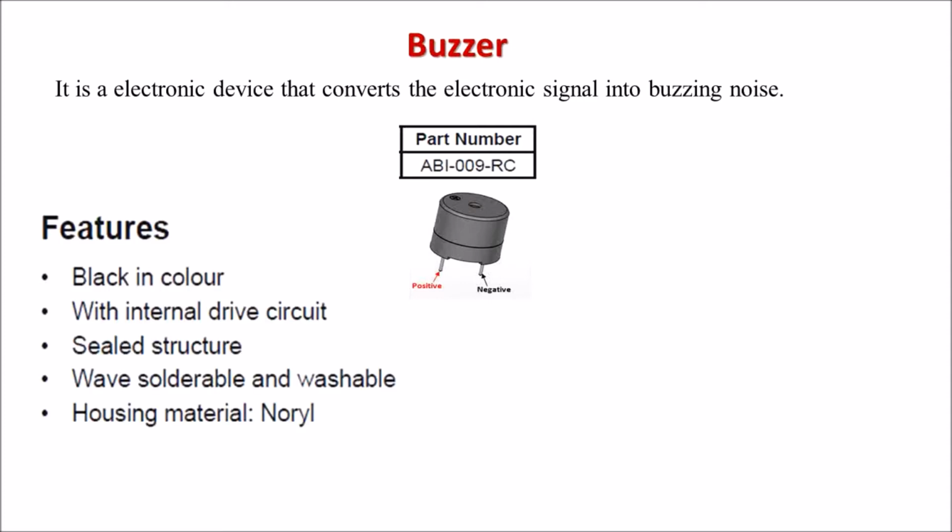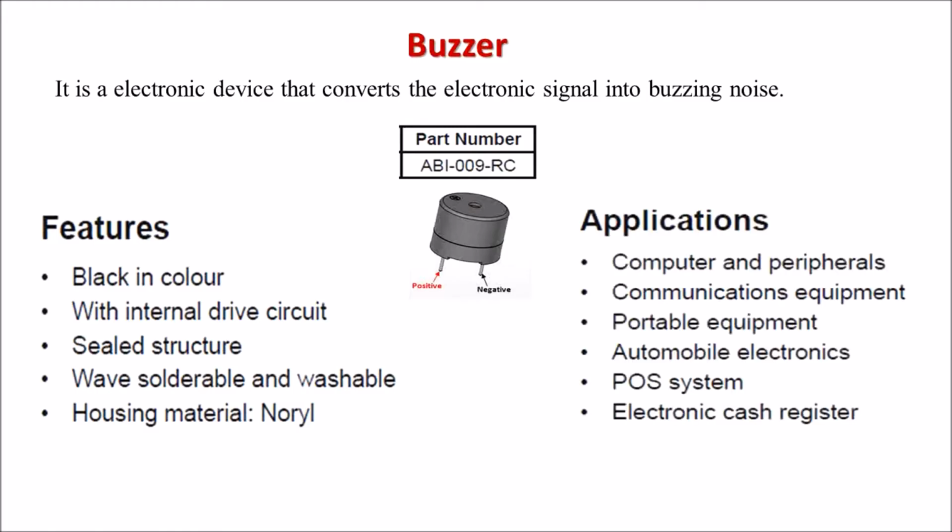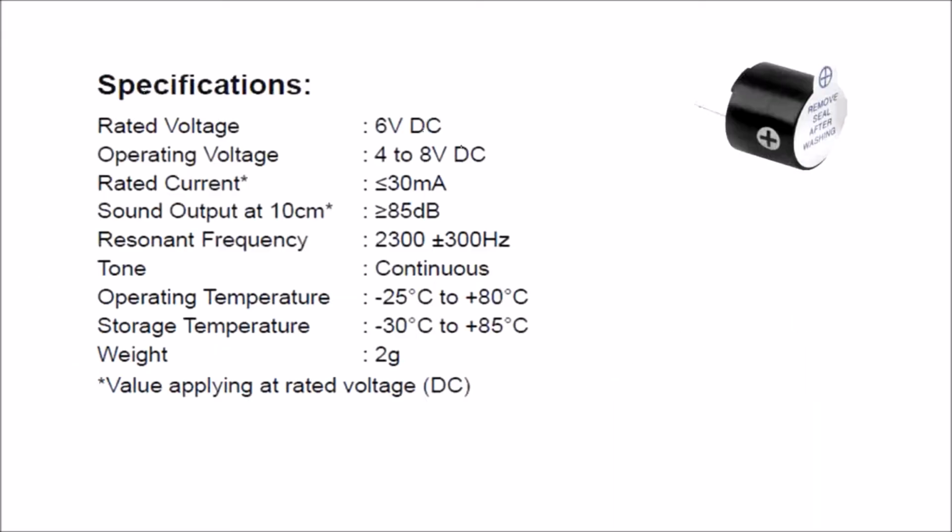These are the features of this buzzer. It is black in color, has an internal driver circuit, sealed structure, is wave solderable and washable, and the housing material is noise. It has many different applications. A few applications are listed here, like it is used in computers and peripherals, communication equipment, portable equipment, automobile electronics, POS systems, and electronic cash registers. So these are a few applications where we can use this buzzer.